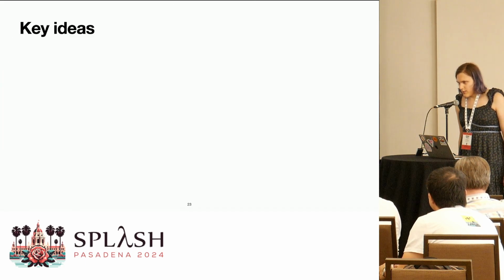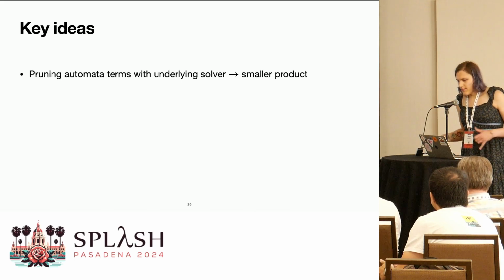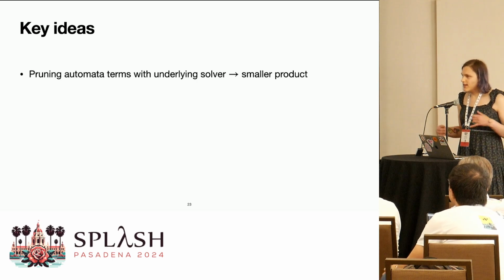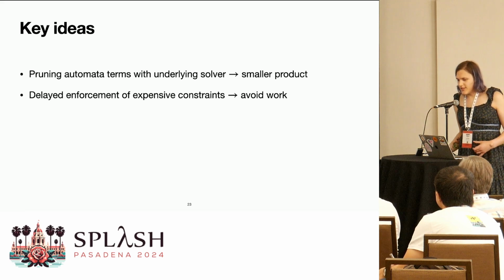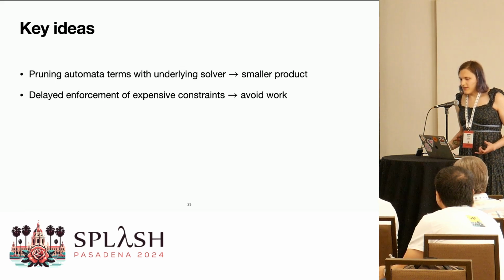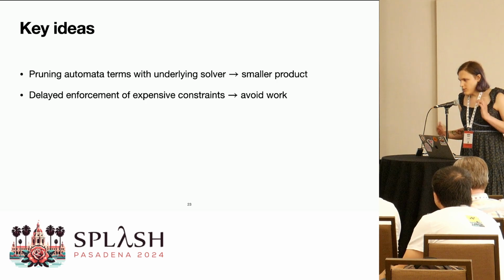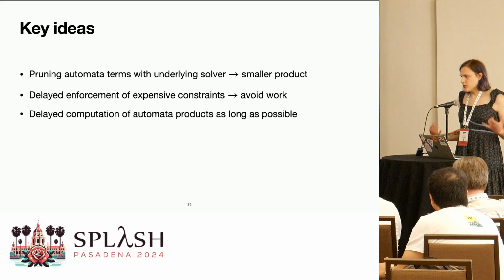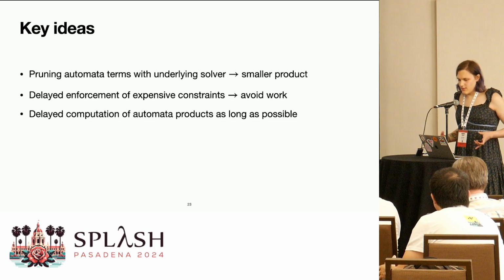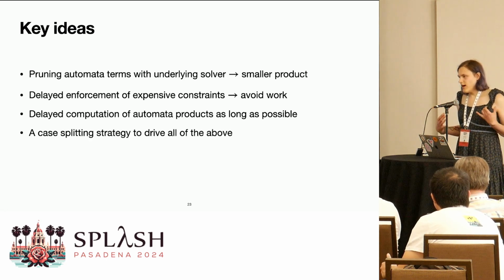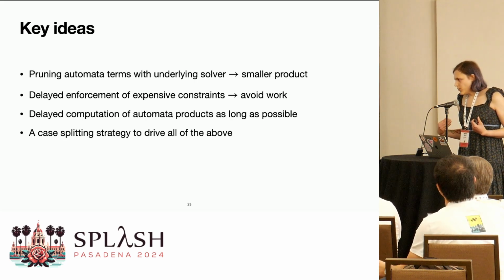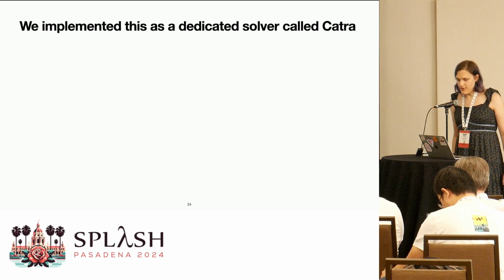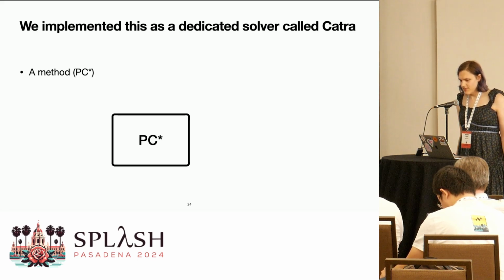So the key ideas that we present in this work is a method for pruning automata terms using the underlying solver before we compute the product, so that the product is smaller. We also delay the enforcement of the expensive connectivity constraint using standard online methods, more or less. This allows us to make sure that the product is as small as possible, and we also have a splitting strategy to allow us to whittle down the automata even more before we compute them. We put this in a box that we call Catra. That's the thing we produced.